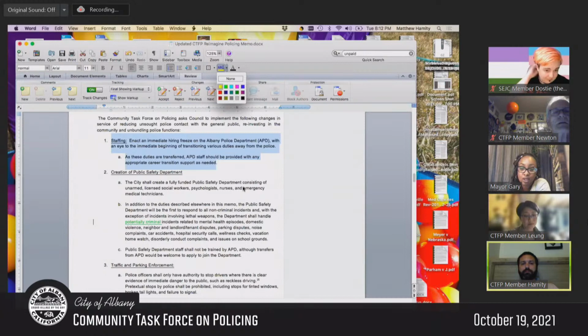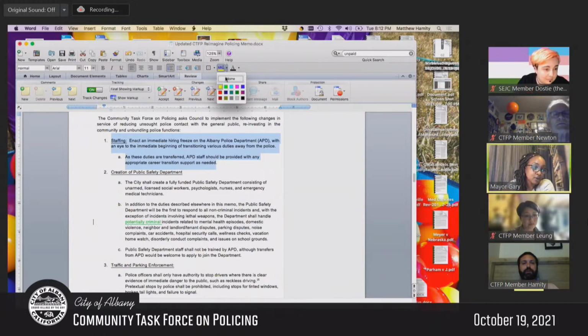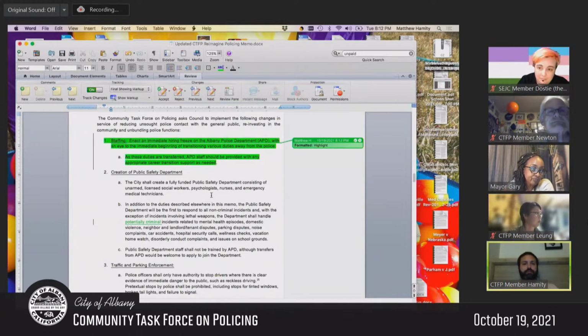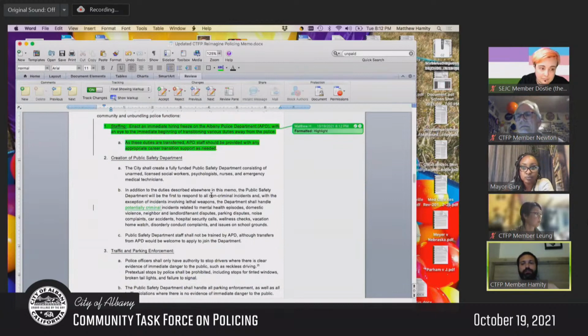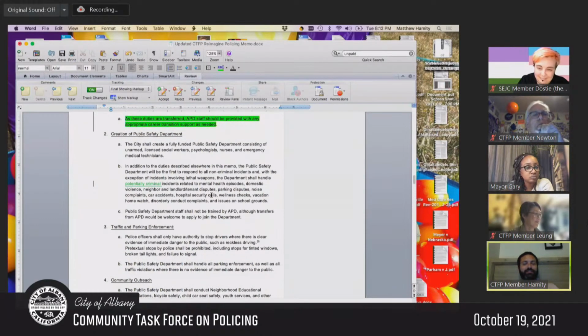All right. What's the next one? All right, I'm gonna highlight that in green then, because it's as good as gold. And now, section 2 was the creation of the public safety department.